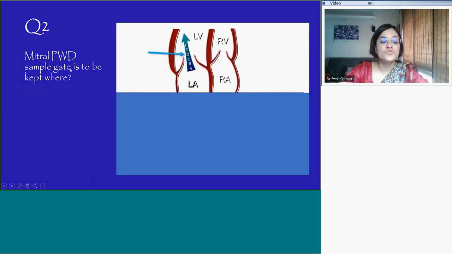Mitral PWD sample gate is to be kept where? A, D, E, F. Somebody says D, most people say D. That's true. You want it to be neither too high, your velocities will come out skewed, nor too low. Very vital.